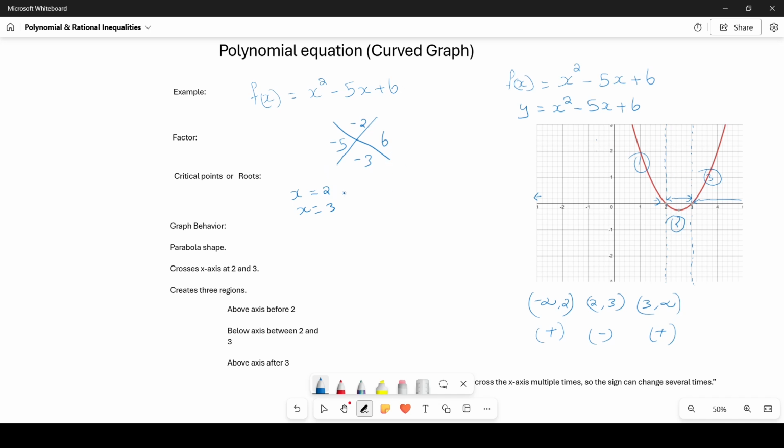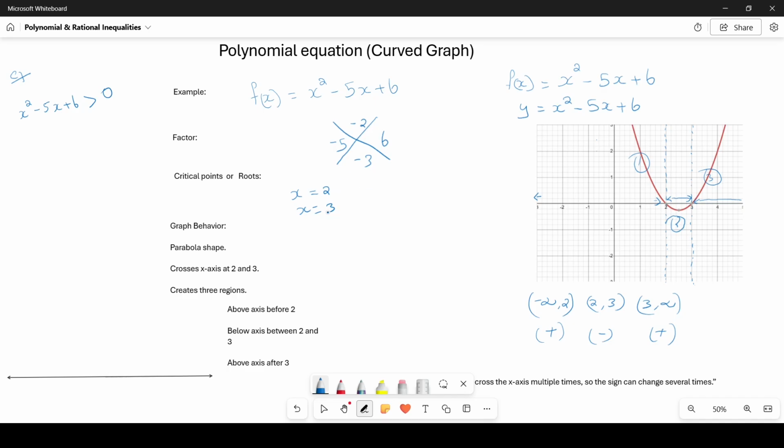Now let's make an interval notation, as an example: x square minus 5x plus 6 greater than 0. We need to find all the values of x which make the entire expression greater than 0. Greater than 0 means the value should be above the x-axis.